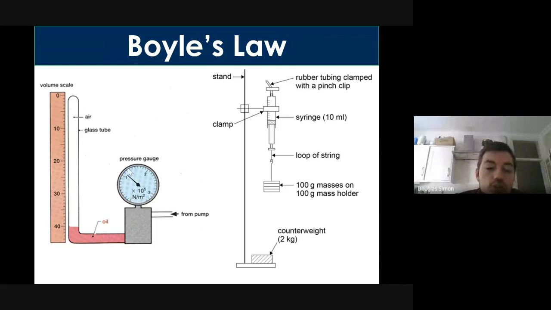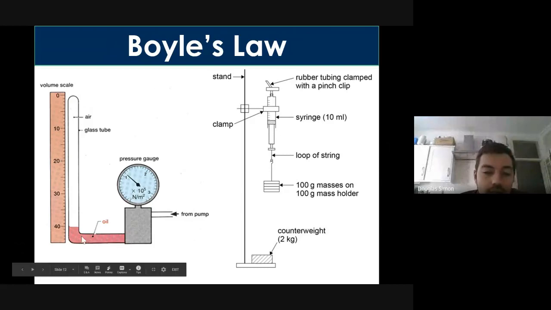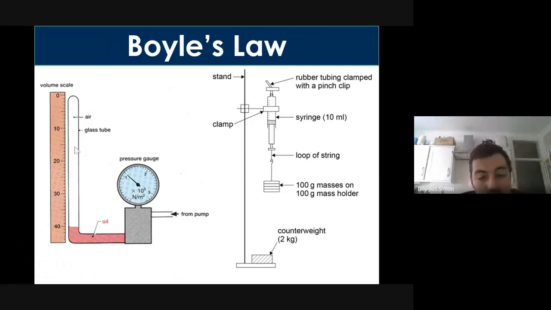A pressure gauge to record the pressure, and then we use a foot pump usually. So you pump in air. That's going to increase the height of the oil and decrease the volume as we increase the pressure. So obviously it's just a case of recording various pressures against various volumes, plotting a graph, and then plotting pressure against 1 over volume, seeing if it's a straight line through the origin.